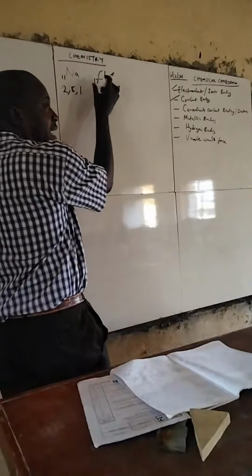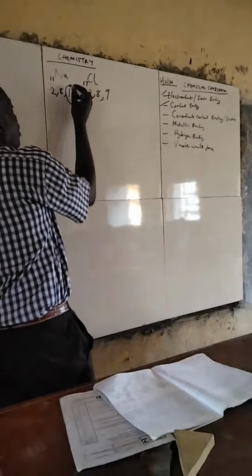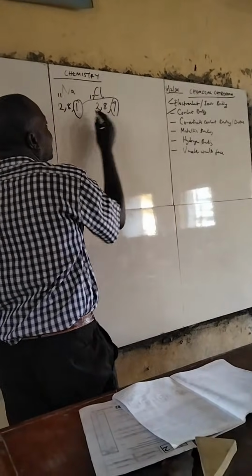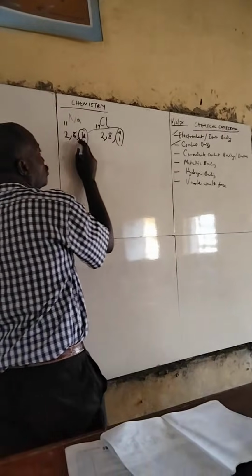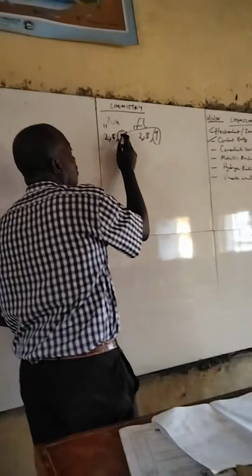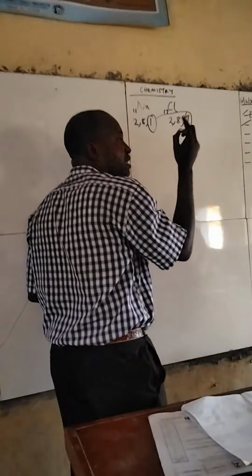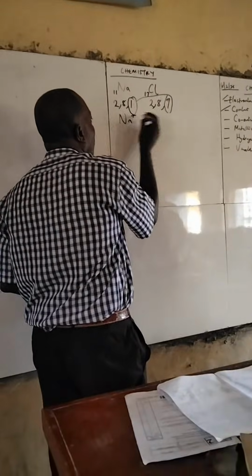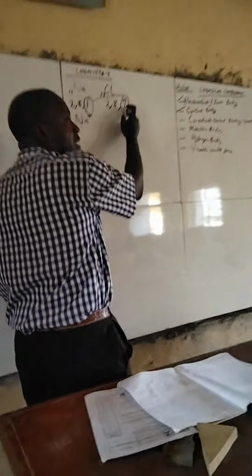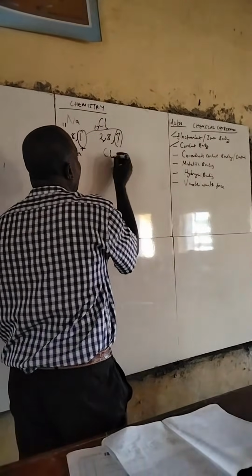We want to form an octet structure with chlorine. Sodium prefers to lose this valency electron and give it to chlorine, by transferring the electron. When it transfers this one valency electron, it forms a uni-positive ion, sodium positive. After accepting the valency electron from sodium, chlorine becomes a chloride ion.